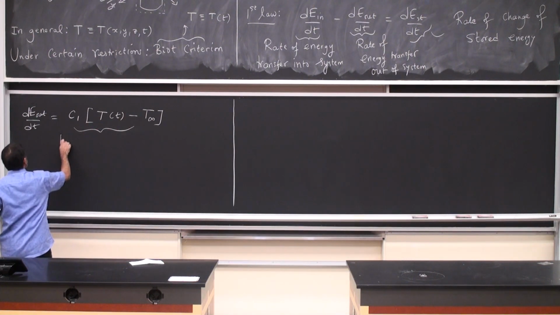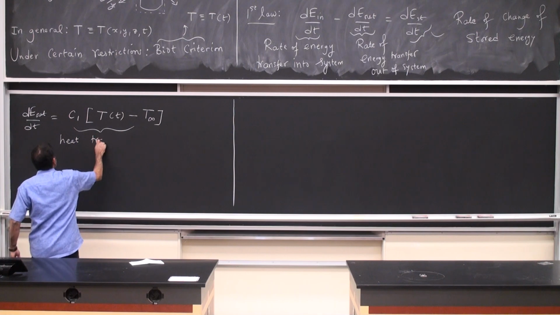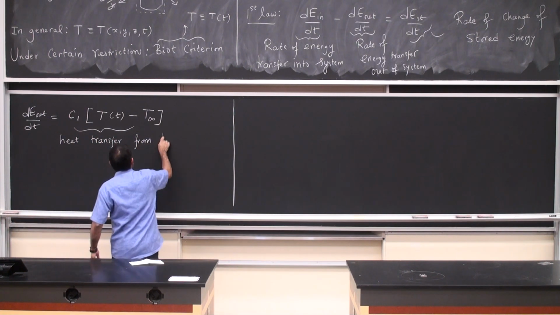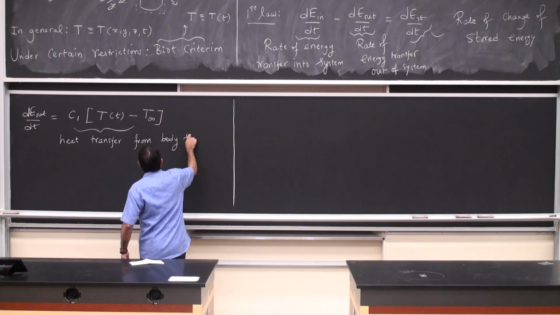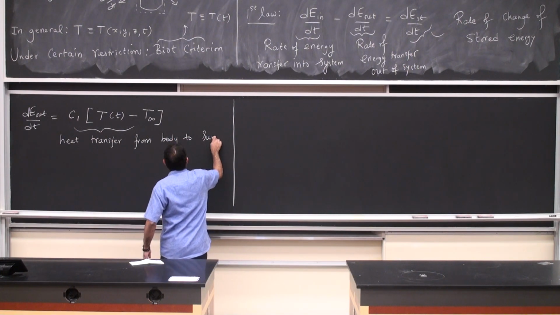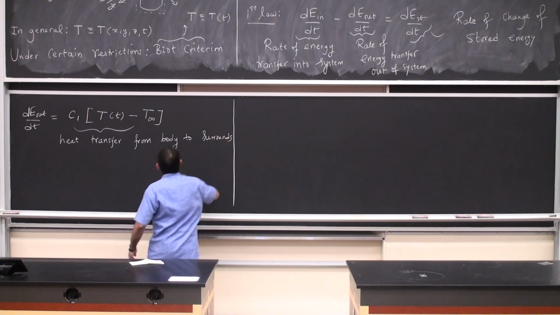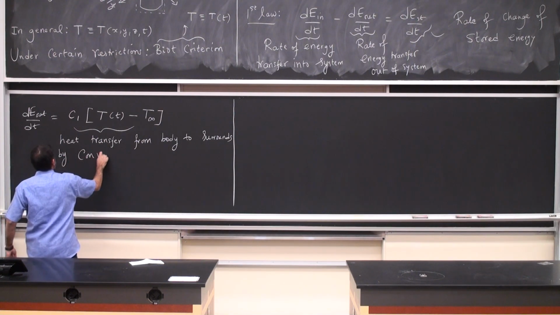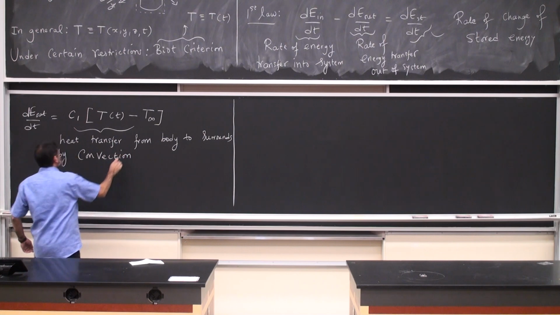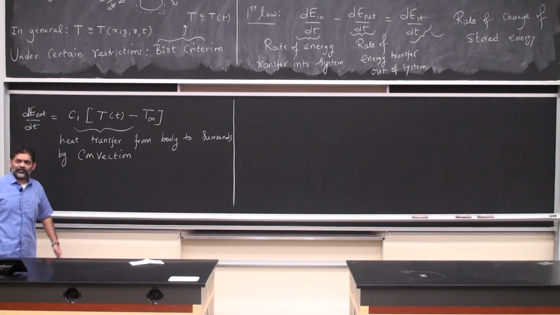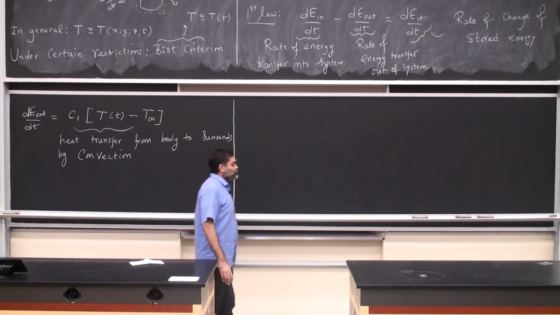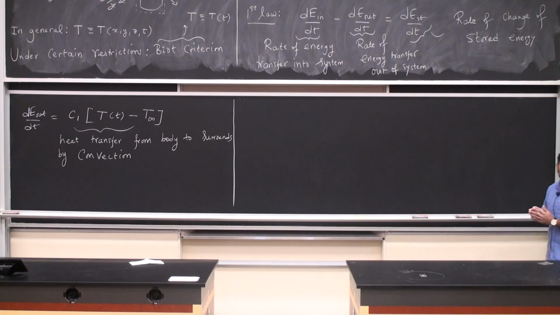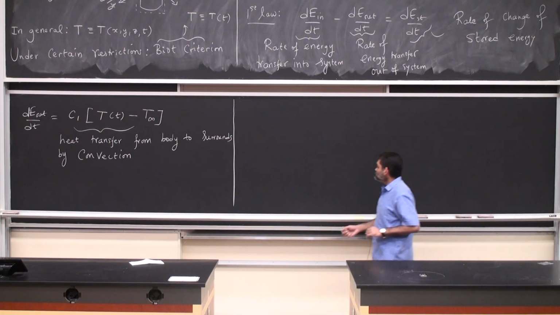So heat transfer from the body to surroundings by convection heat transfer. You know the three modes of heat transfer: conduction, convection, and radiation. Don't worry about what they physically imply and so on. We are just using them as equations in this sense.